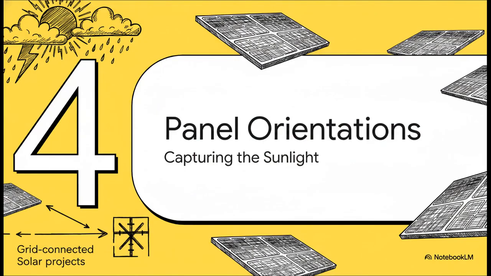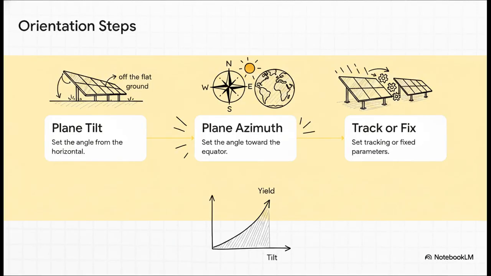All right, on to Section 4, Defining Solar Panel Orientations. We have our site locked in. Now how are we actually catching those rays? It all comes down to some basic geometry. Plane tilt is just how far off the flat ground your panels are angled.